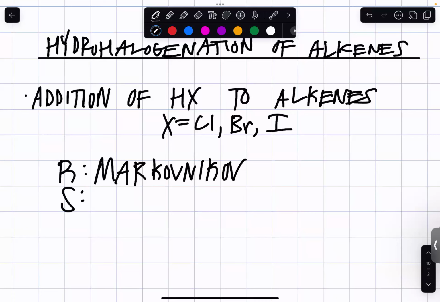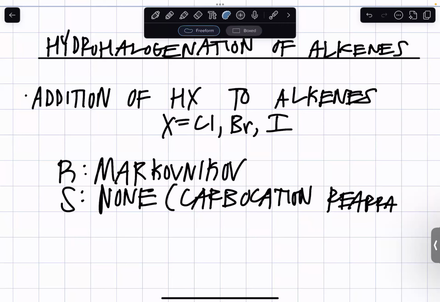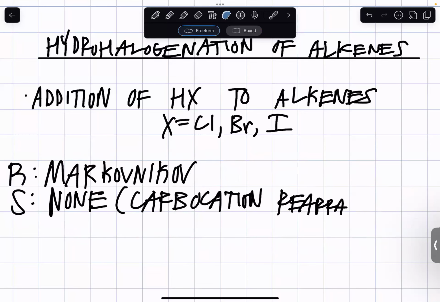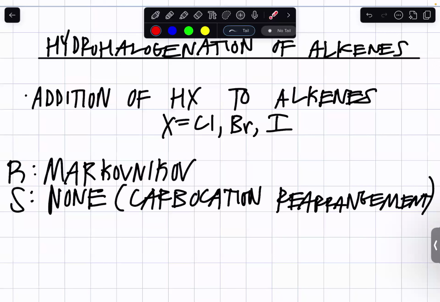The stereoselectivity of this is none. There's no stereoselectivity of this reaction because of a carbocation rearrangement, right? And I want you to really understand the mechanism as well, because on Helix exams there could be explanation questions which are very conceptual. To know those conceptual questions, you have to really understand the mechanism, right? And why does this reaction not have stereoselectivity? It's because in the mechanism there's a carbocation rearrangement, which we'll go over right now.